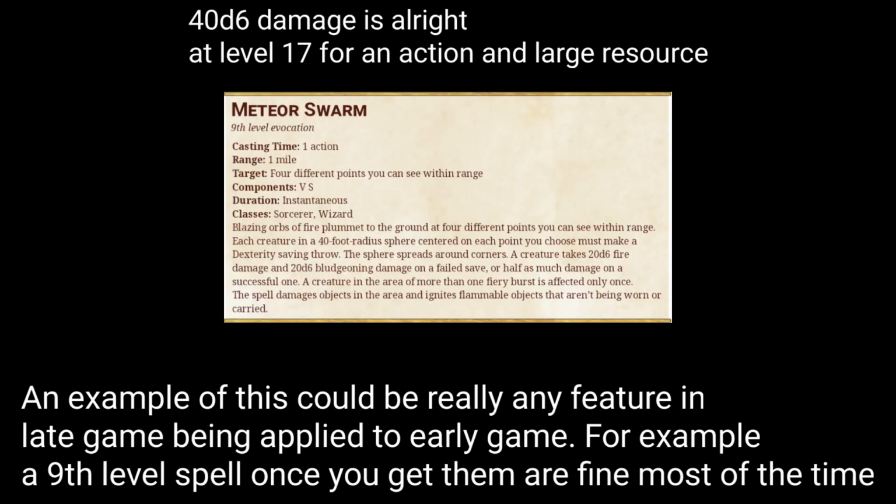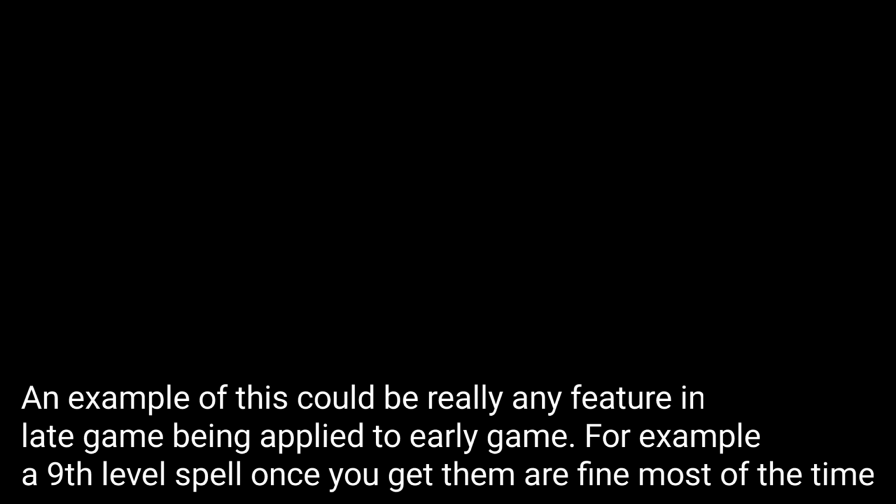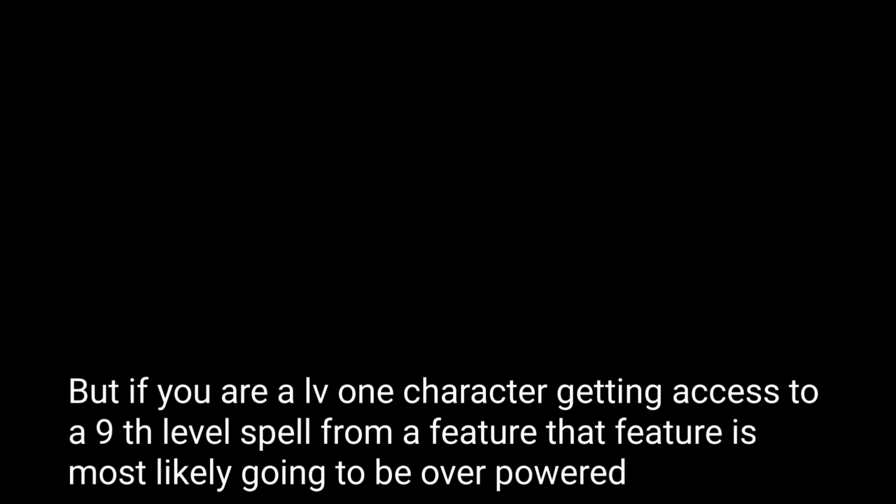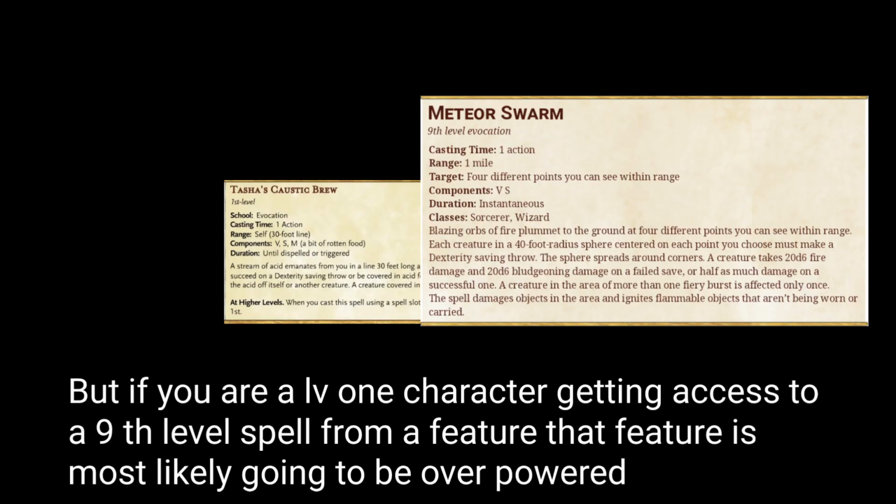An example of this could be really any feature that you find in late game being applied to early game. For example, a 9th level spell, once you get them, are fine most of the time. But if you are a level 1 character getting access to a 9th level spell from a feature, that feature most likely is going to be overpowered.